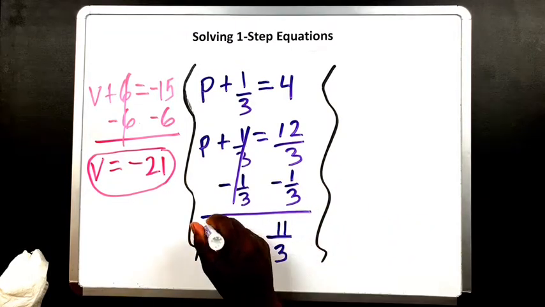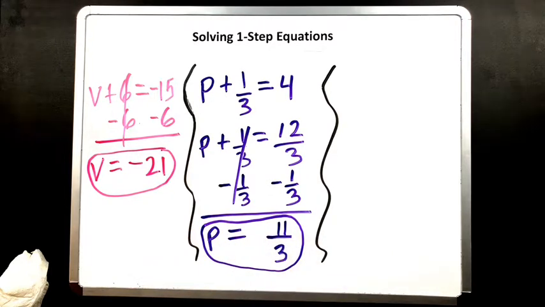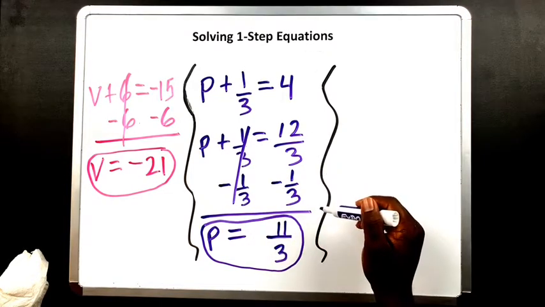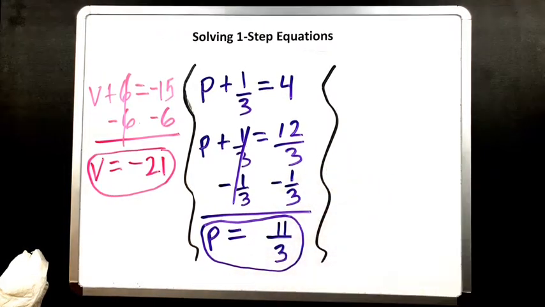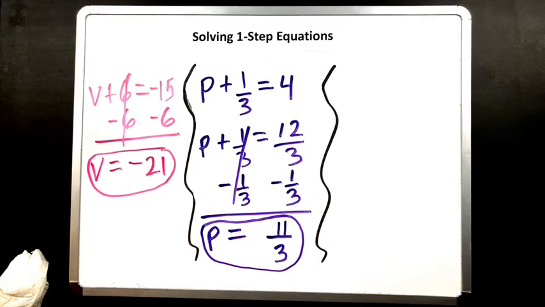That's just another way to think about it, because sometimes you might have to deal with integers. When you add integers with different signs, ask yourself, is it more negative or more positive? Keep the sign and then add or subtract the numbers. So p is equal to 11 over 3. Okay? Very good. So I think this wraps up our focus on solving one-step equations.